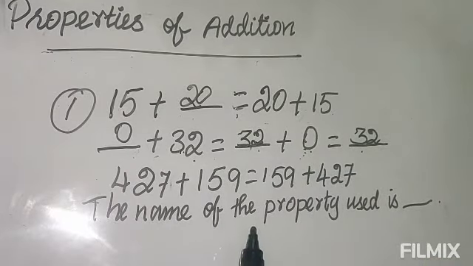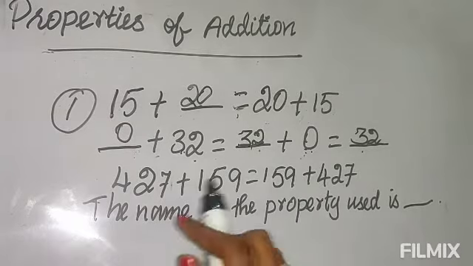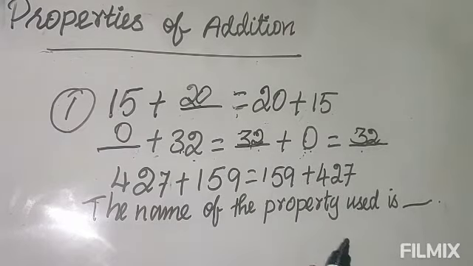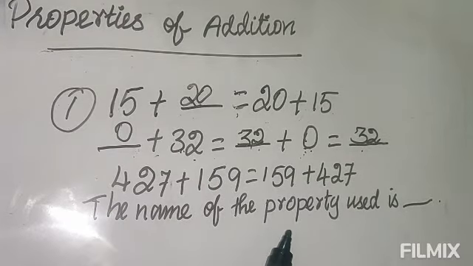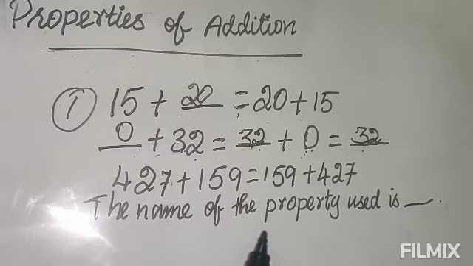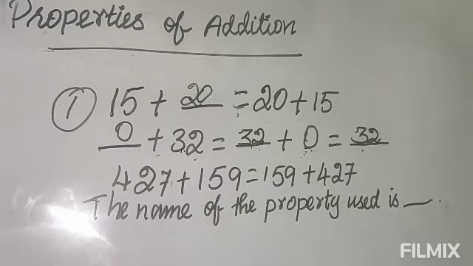Again, another way fill in the blanks can be asked. It will be given without a dash and they will be asking the name of the property used. So what is the property used here? You can write commutative property, otherwise the order of addends. Anyway, you can write the answer. Both the ways, both are correct.